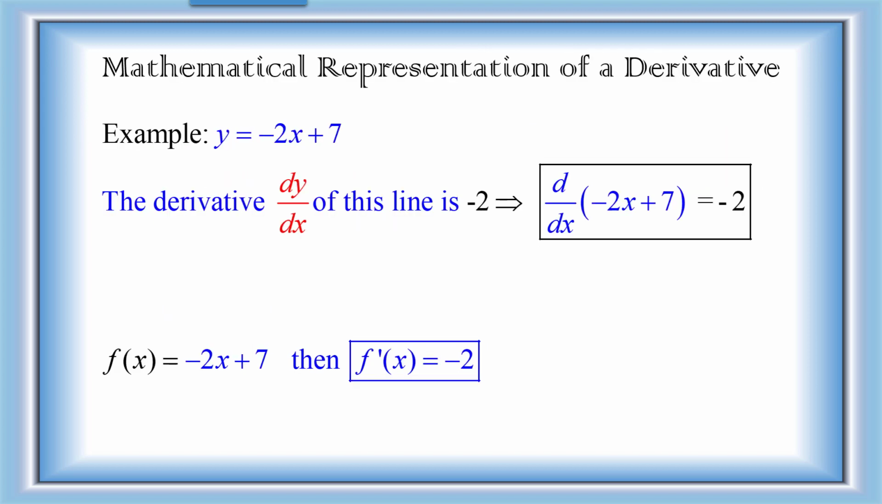So just before we do that, we need to understand the notation for derivative. If you write the equation in the form y equals -2x plus 7, then the derivative is expressed as dy by dx. However, if we are using function notation, if my function is f(x) equals -2x plus 7, then the derivative of the function is written as f prime of x, and the derivative in this case is -2.